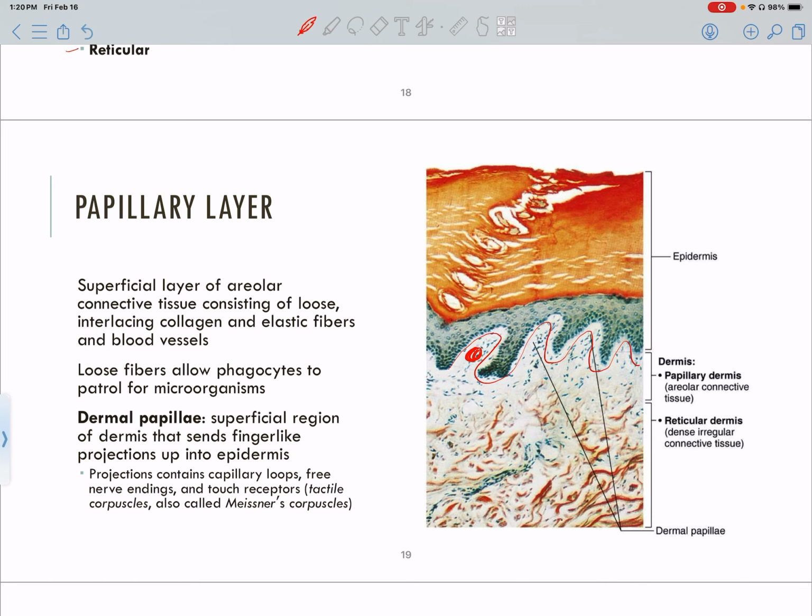This area is made up of loose connective tissue, specifically areolar, which is really great because just in the event that we penetrate our epidermis and go down to our dermis, we want to have something there to be able to fight whatever microbes are able to enter our dermal layer. So the loose fibers are going to allow for phagocytes to kind of roam around just in case we have an abrasion that's going to allow for microbes to enter our dermal layer.